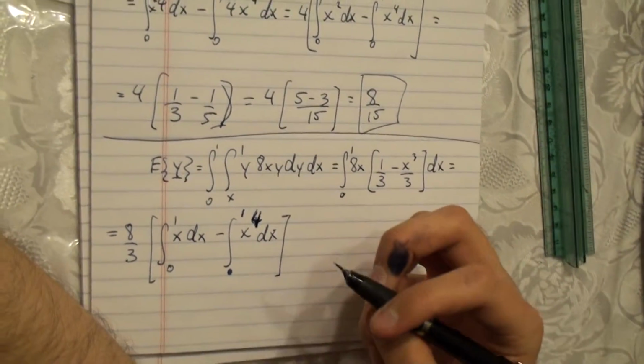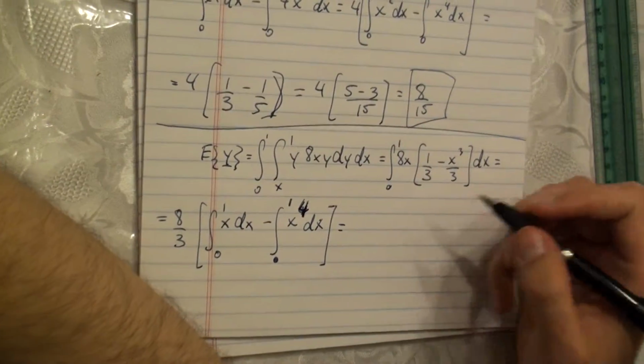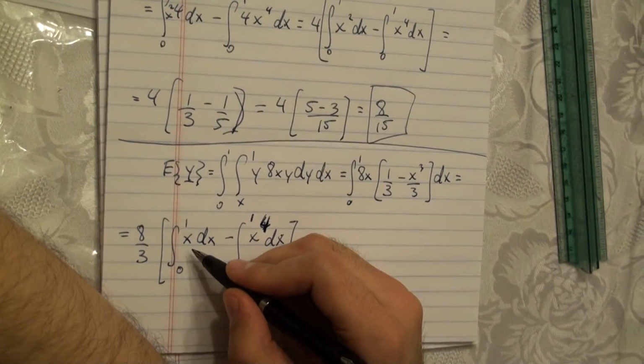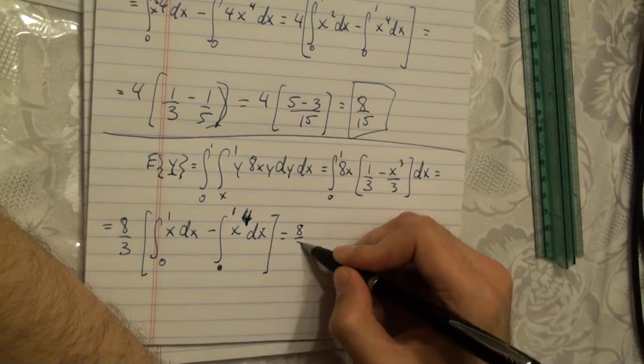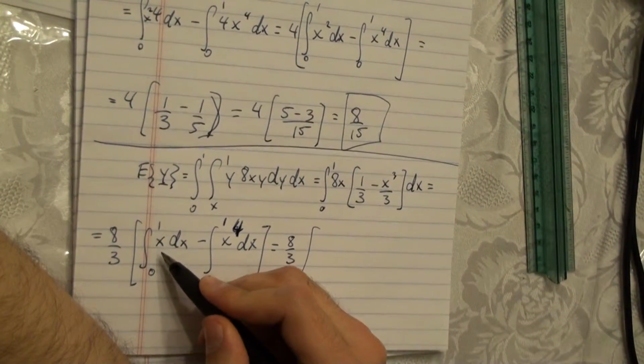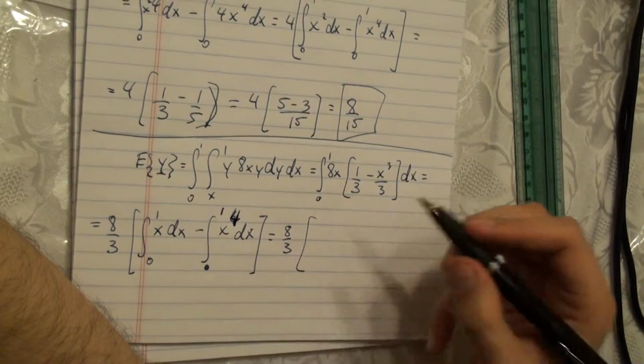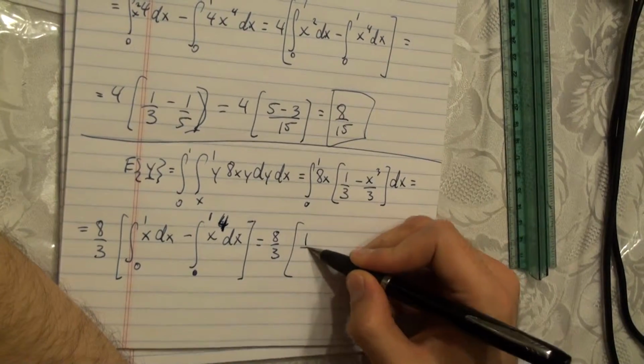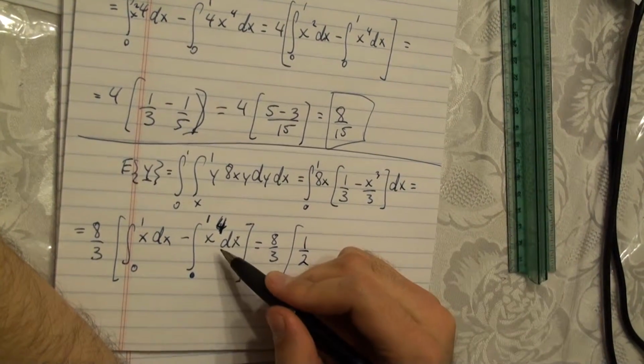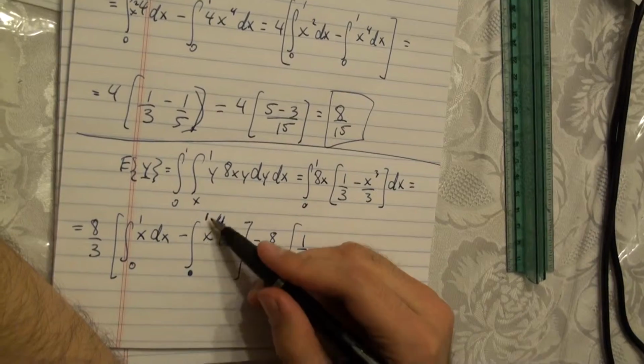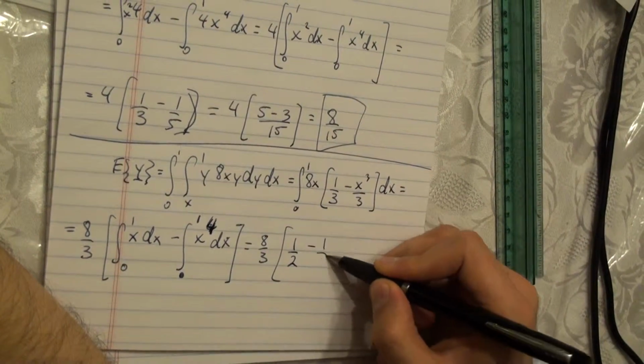So, now we have the 8/3. This is going to become x squared over 2, evaluated from 0 to 1. So that's just going to become 1/2. This is going to become x to the 5th over 5, evaluated from 0 to 1. That's just going to become 1/5.